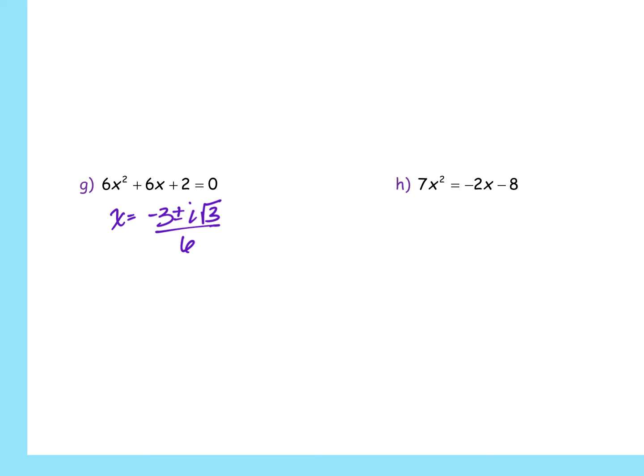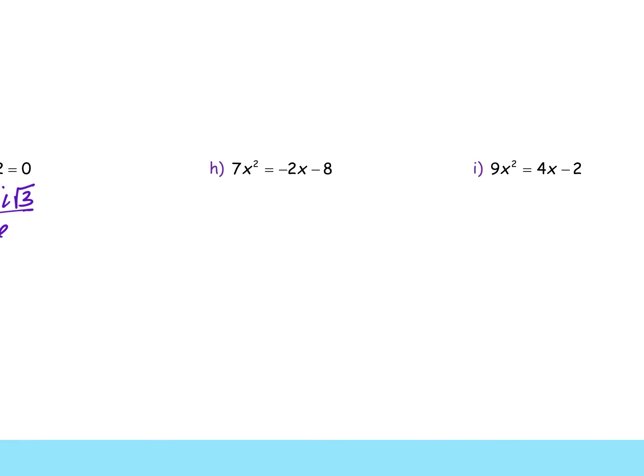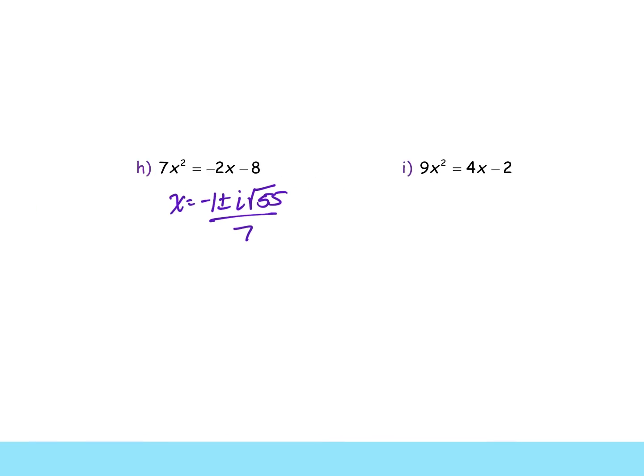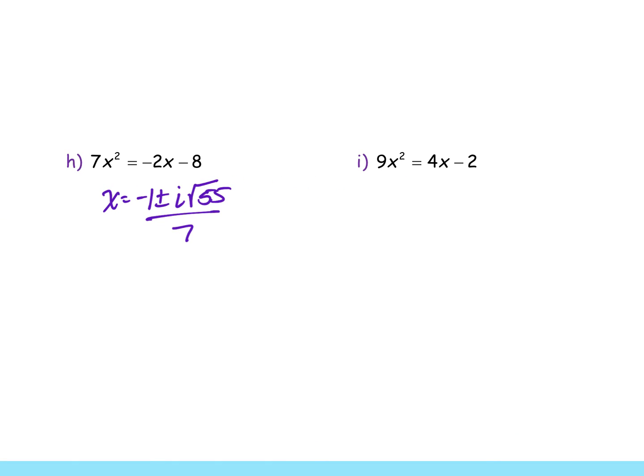Okay. H is going to be negative 1 plus or minus i root 55 divided by 7. And I is going to be, X is going to equal 2 plus or minus i root 14, divided by 9. So any questions?